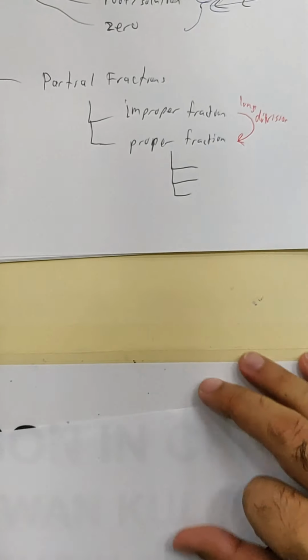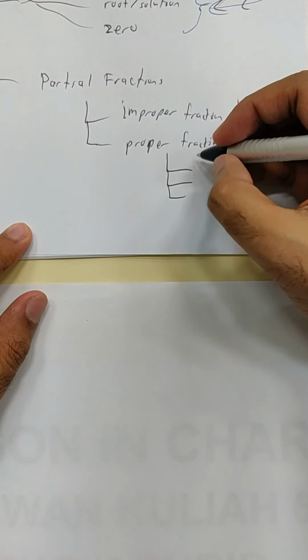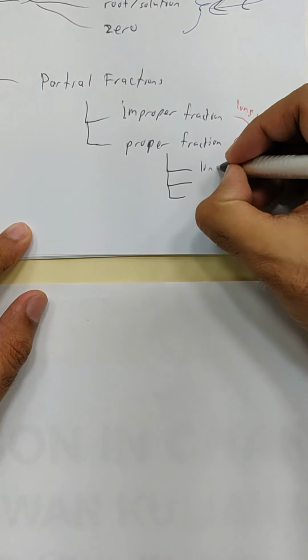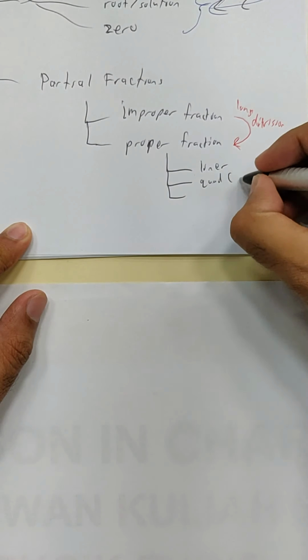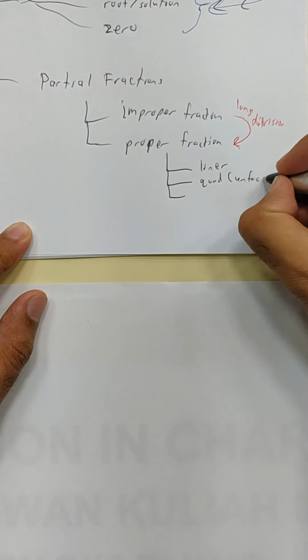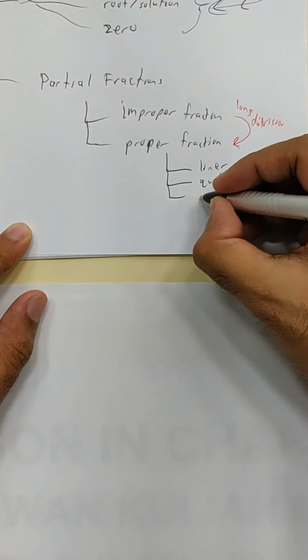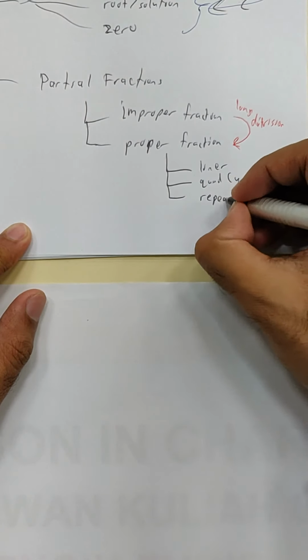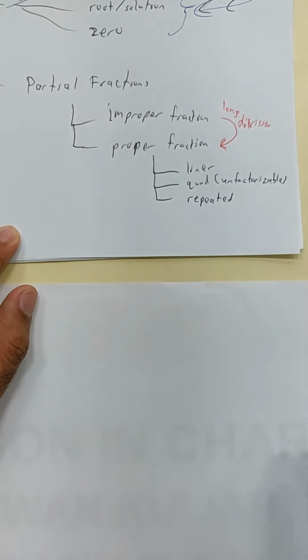There will be, what are they? Linear, quadratic, which I would like to add here, unfactorizable. And another one is repeated. Sorry, I got my order wrong. Normally we put repeated before quadratic.